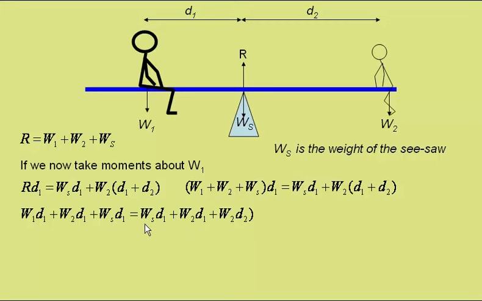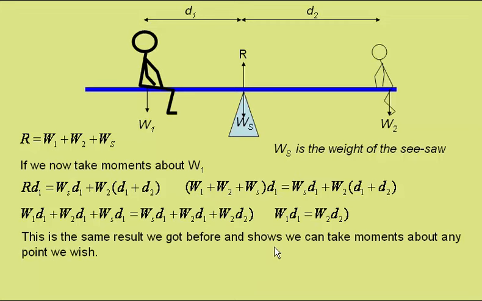So we have a Ws D1 on the right and the left. We can cancel those. We have a W2 D1 on the right and the left, so we can cancel those, and we end up with W1 D1 is equal to W2 D2. This is the same expression as we found previously, and this shows that we can take moments about any point we wish. We'll see how this is helpful in the next slide.